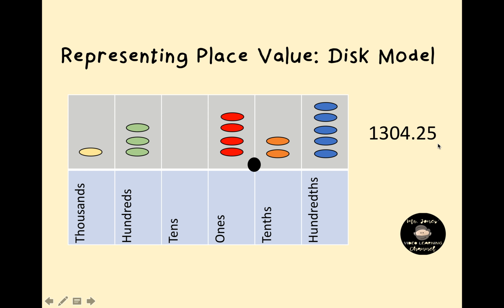1,304 and 25 hundredths. So we'll see that we have 5 hundredths, 2 tenths, 4 in the ones, 3 in the hundreds column, and 1 in the thousands column. Notice that there's nothing in the tens column because we have a 0 in the tens place value spot. That's one that's usually pretty easy for most students to get a handle on. You're basically just putting the number of disks in each place value that corresponds to its position in the number.